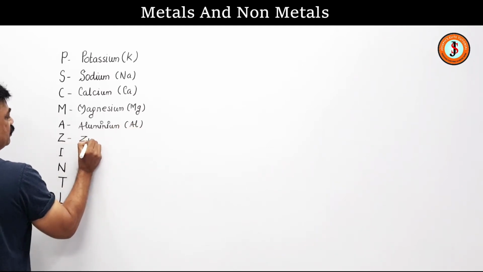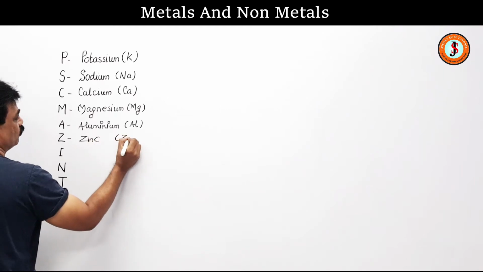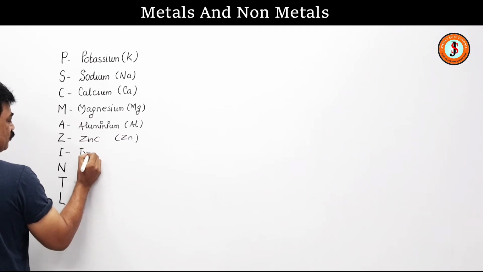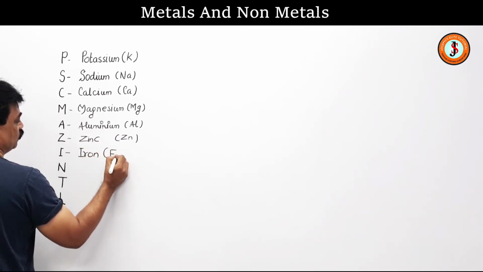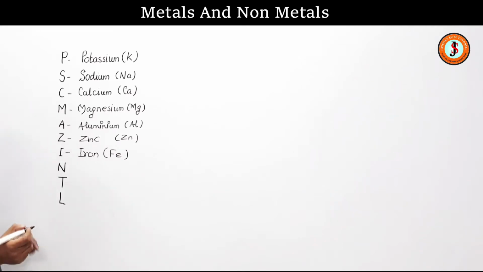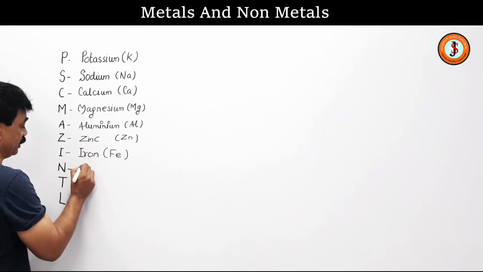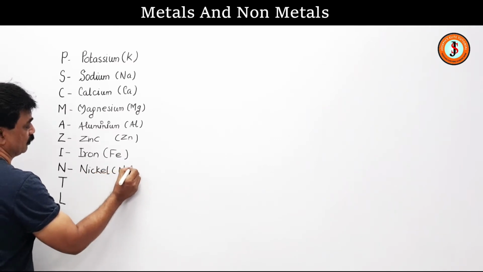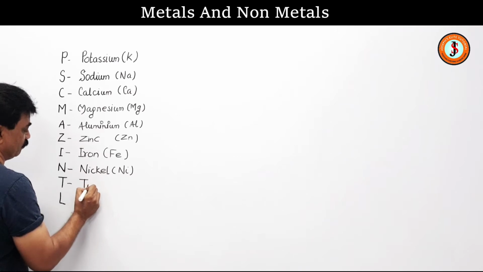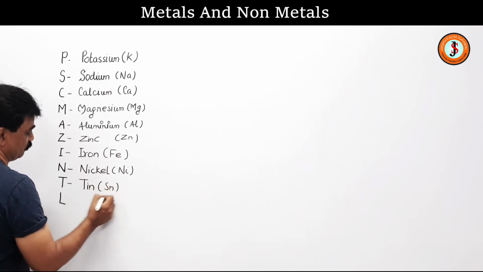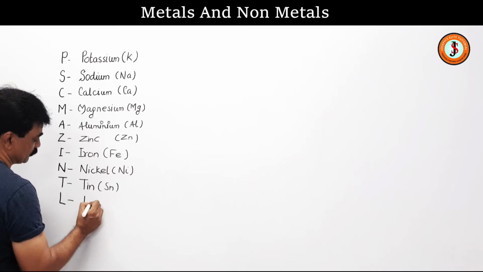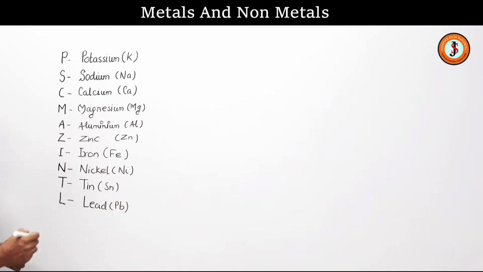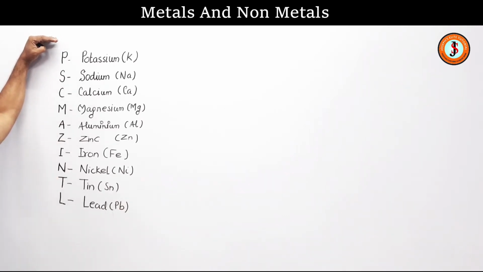Z for zinc. I for iron. So don't write I for iodine. Iodine is another non-metal. N for nickel. T for tin, Sn is its symbol, and lead. So that means the most reactive is on the top, followed by the next.